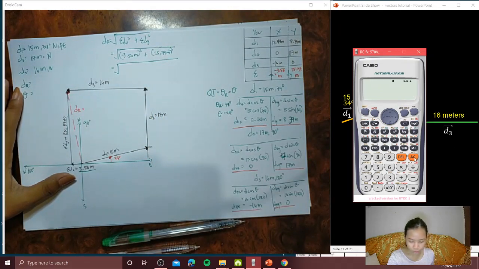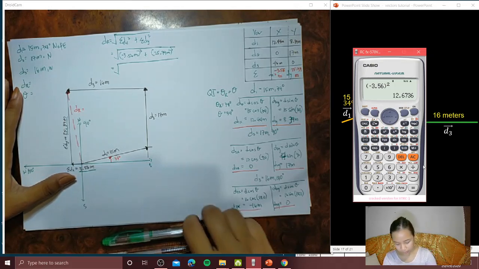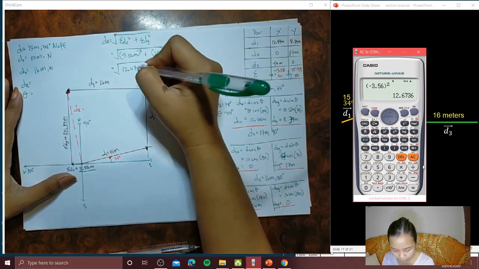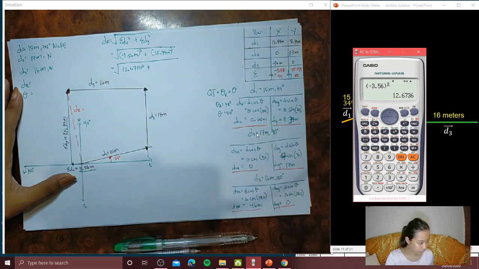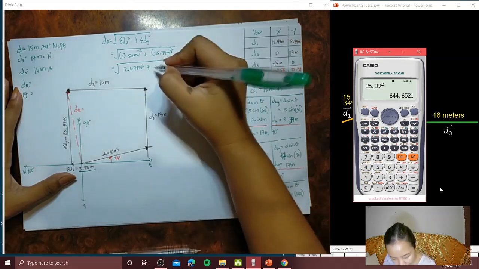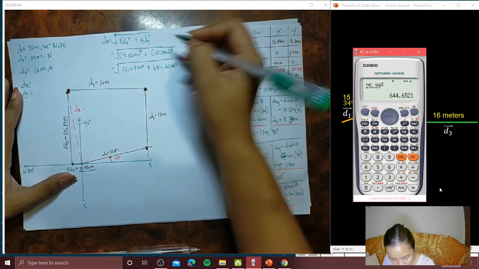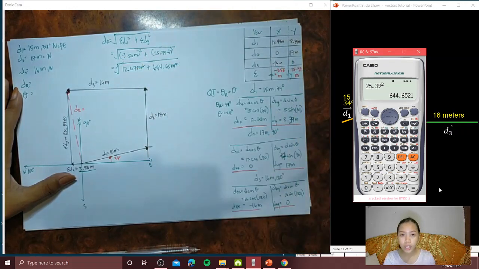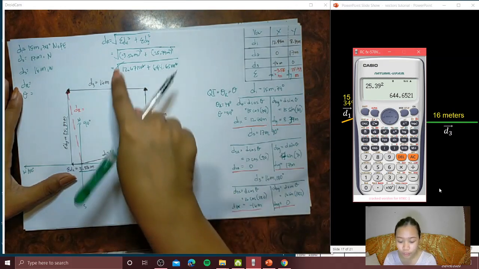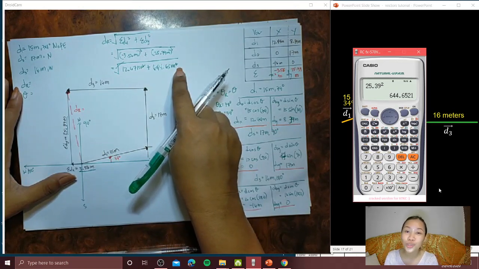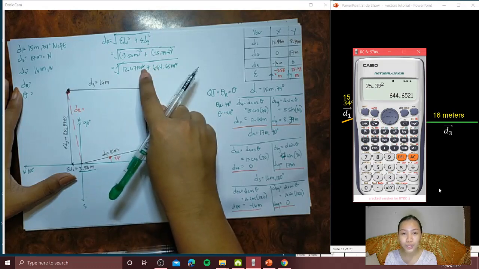So, we have here square root of, okay, let us square the values. So, we have negative 3.56 squared, and there we have 12.67 meters squared, plus 25.39 squared. We have 644.65 meters squared. Cancel the square root and the square on each unit. And also, even if you cancel the square root and the square on each unit, don't forget also to square root the values. What is cancelled is only the unit, not yet the values.